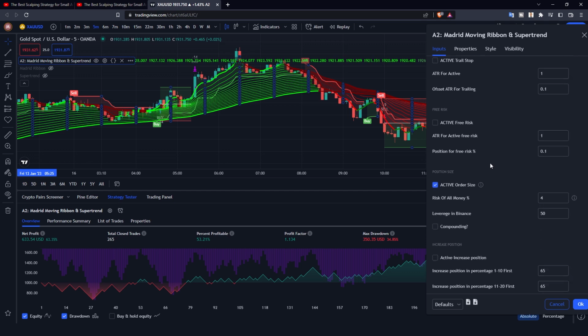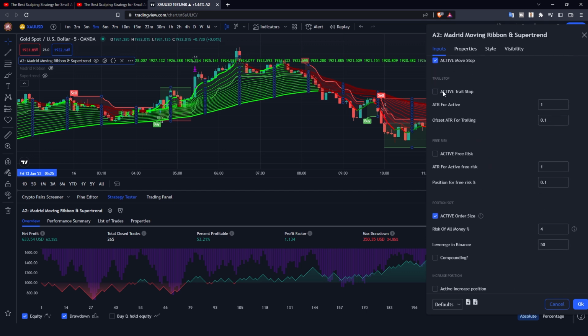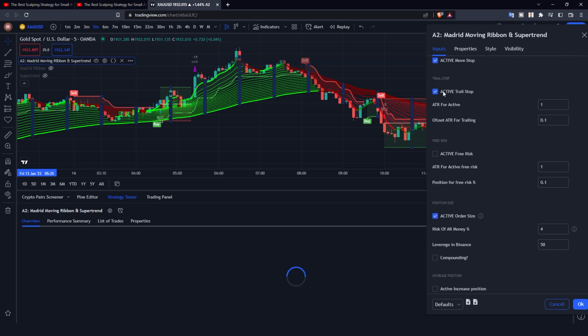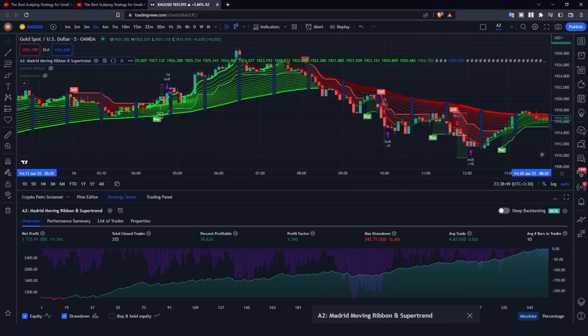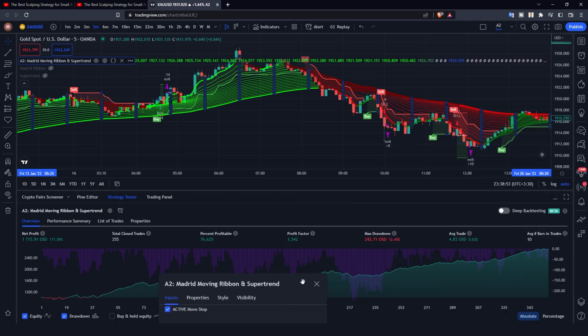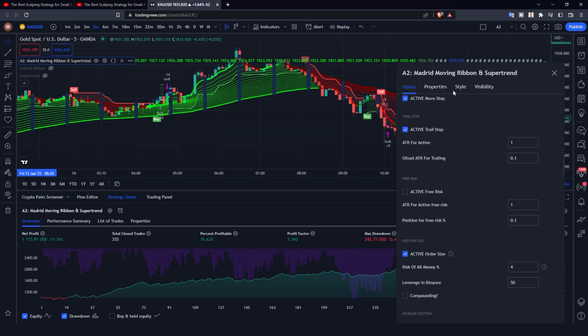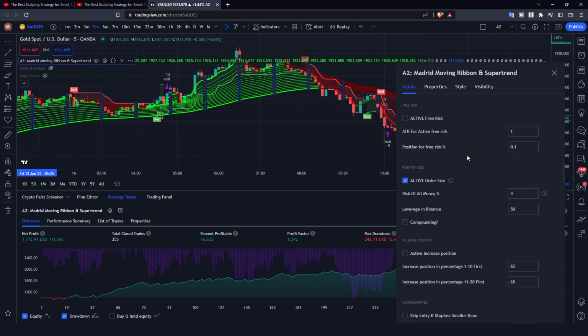We can use other options and features of this strategy, and we can activate trail stop and see what changes will happen on the results. You see, win rate improved a lot and our profit increased significantly. And also you see 12% drawdown and a gentle upward gradient can be gained from this strategy that we have here.